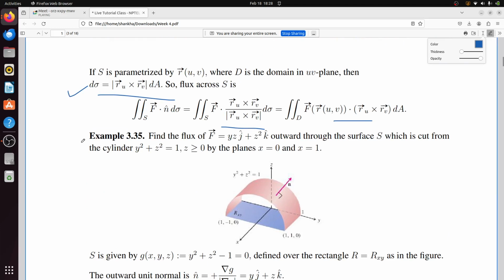Now we'll solve one example. Find the flux of the vector F equal to yz j cap plus z square k cap, that is outward through the surface S, which is cut from the cylinder y square plus z square equal to 1, z greater than or equal to 0, by the planes x equal to 0 and x equal to 1. So first of all you need to understand what the problem means to say, right?